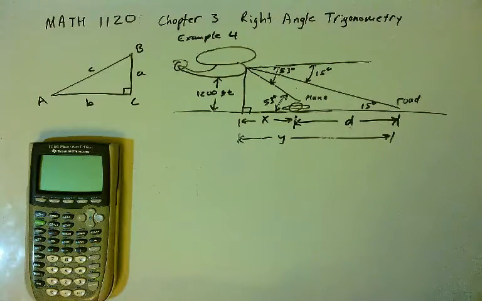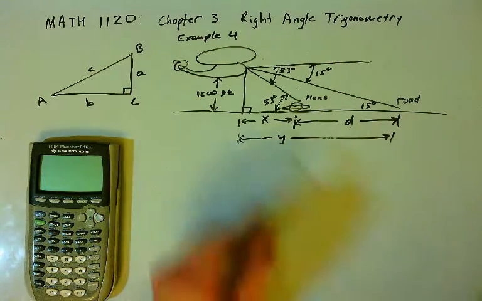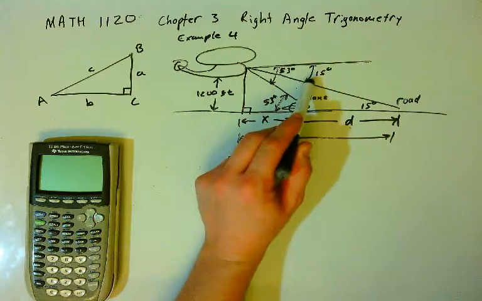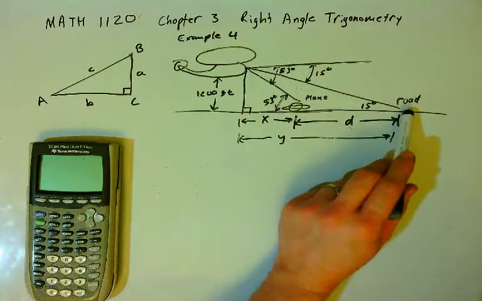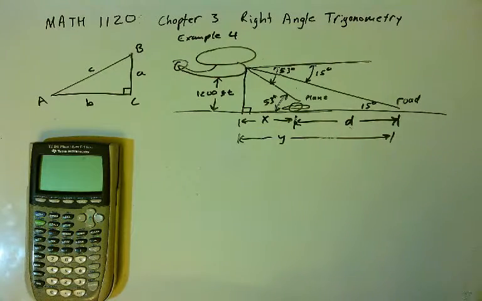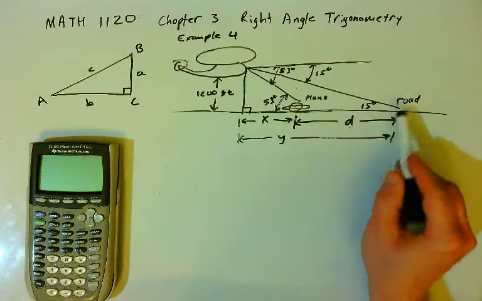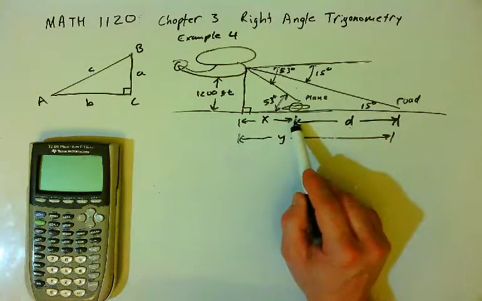She also spots a road whose angle of depression is 15 degrees, so somewhere even farther out in the distance, she looks down at only an angle of 15 degrees, and out here she sees this road. The question asks, find the distance of the downed plane to the road. So we're looking for this distance, which is d, the distance between the road and the airplane.